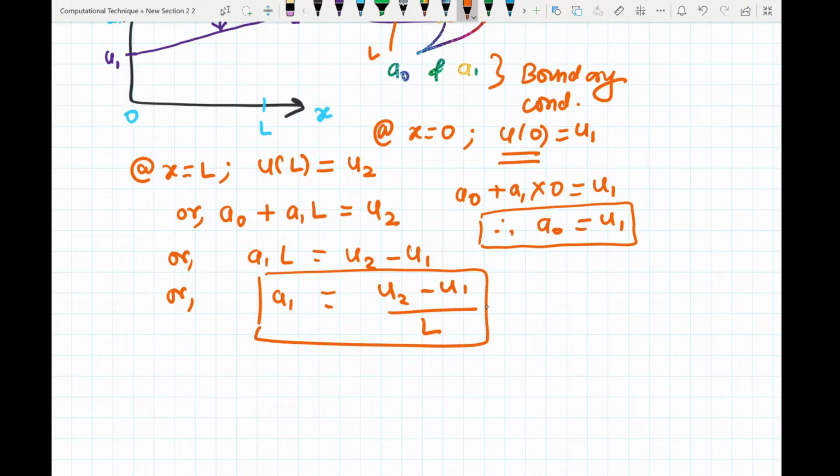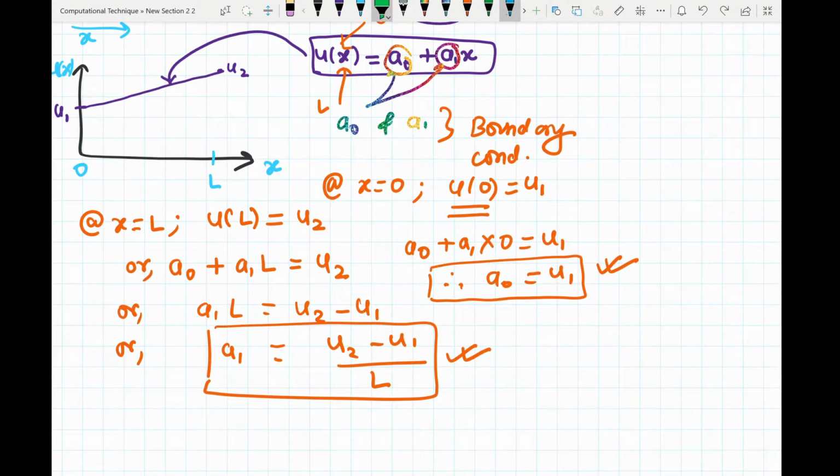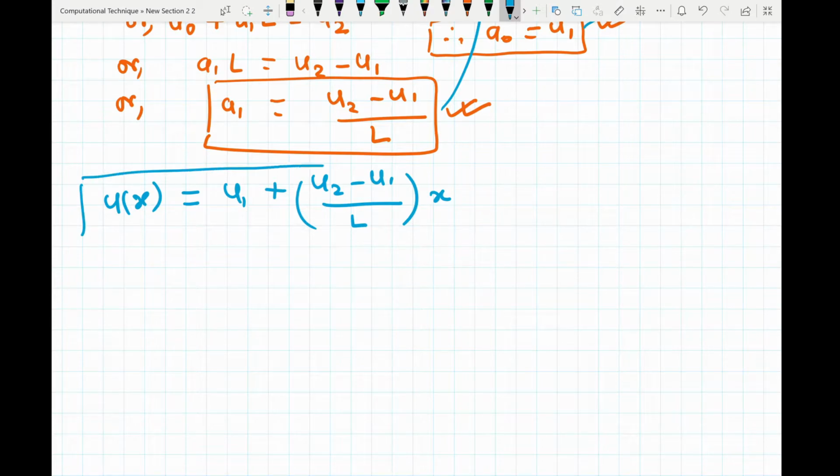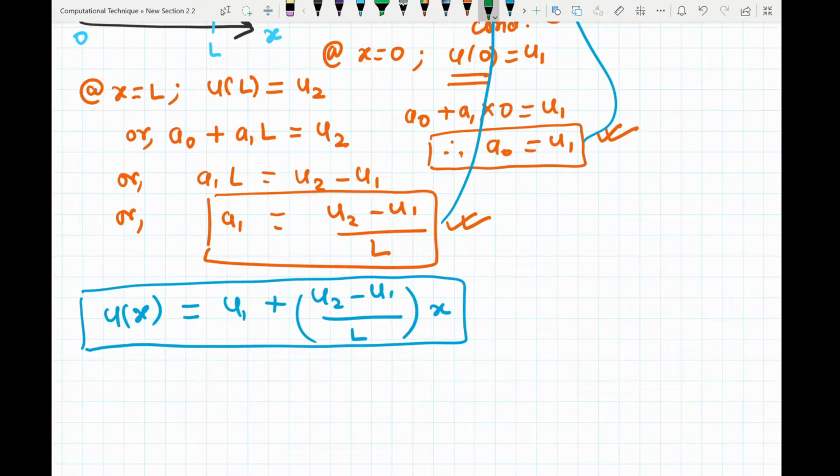Now this is your a1 and this is your a0. Now when you substitute these values back into this equation here, then what you'll get is, now you see this equation here is in terms of x. This is a function of x.